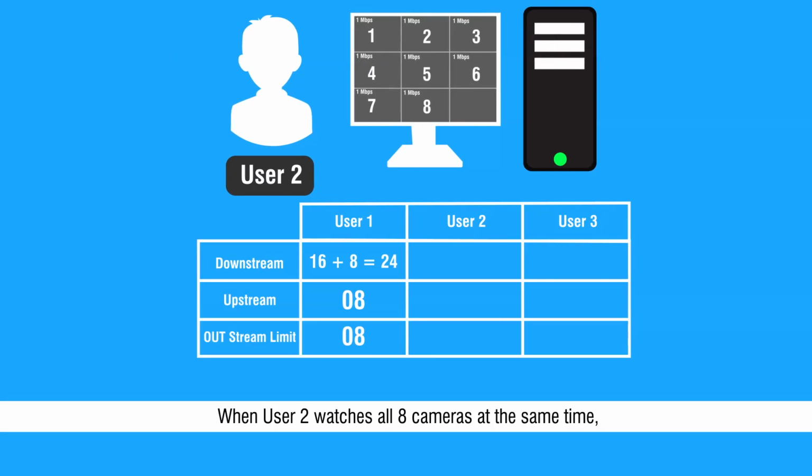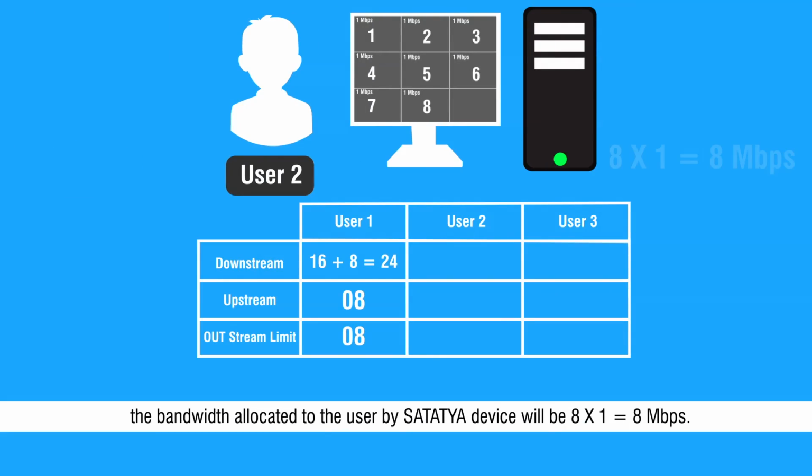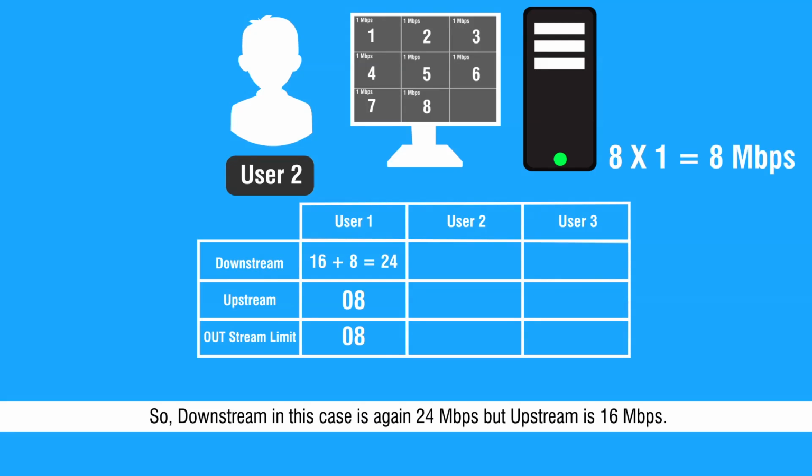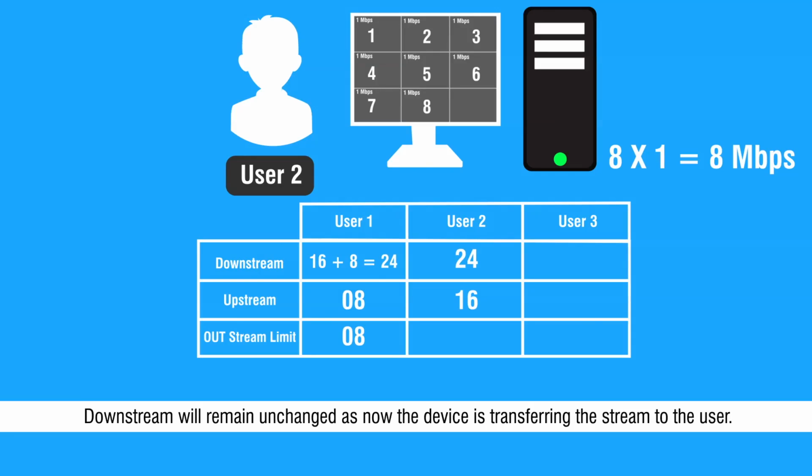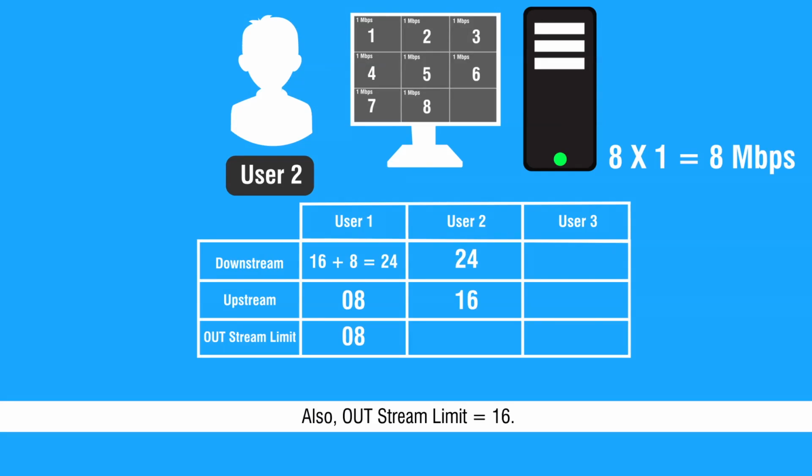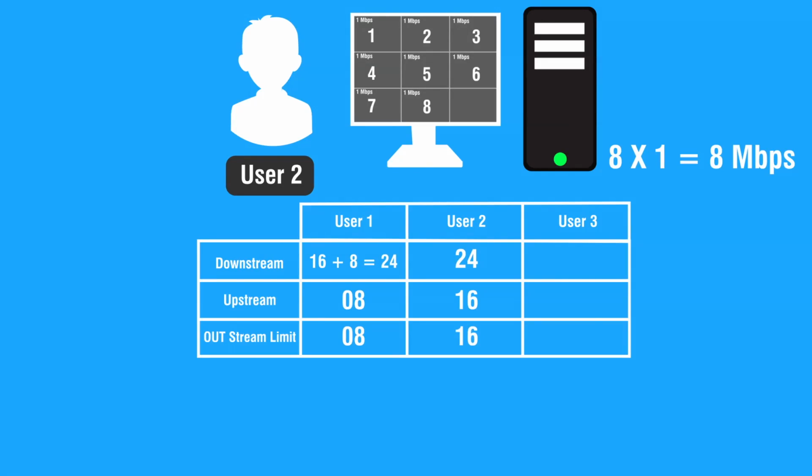When user 2 watches all 8 cameras at the same time, the bandwidth allocated to the user by SATATYA device will be 8 into 1, that is 8 Mbps. So downstream in this case is again 24 Mbps, but upstream is 16 Mbps. Downstream will remain unchanged as now the device is transferring the stream to the user. Also, outstream limit is 16.